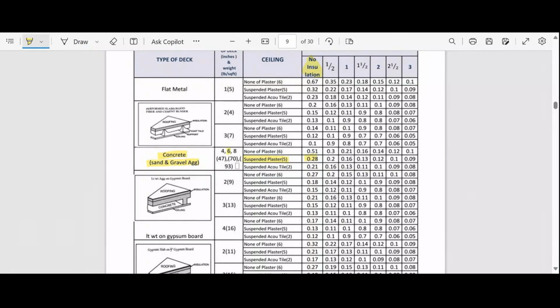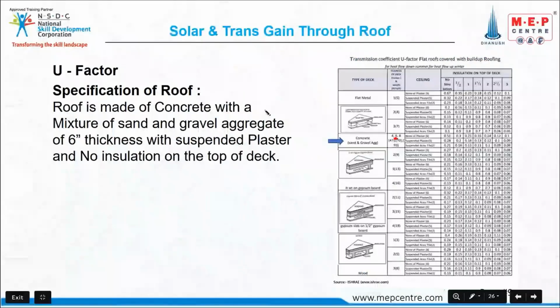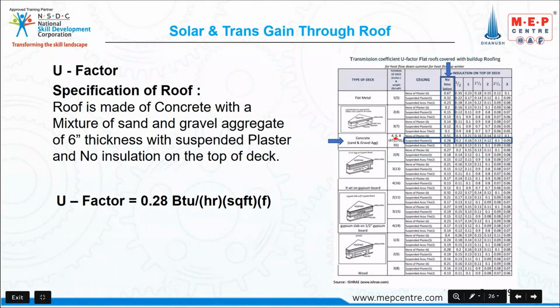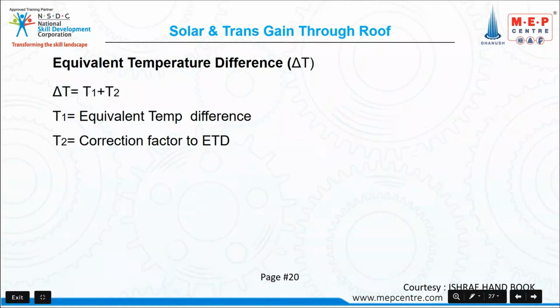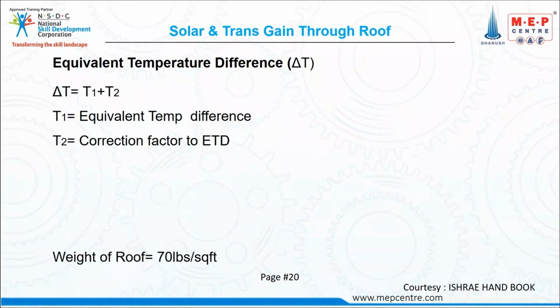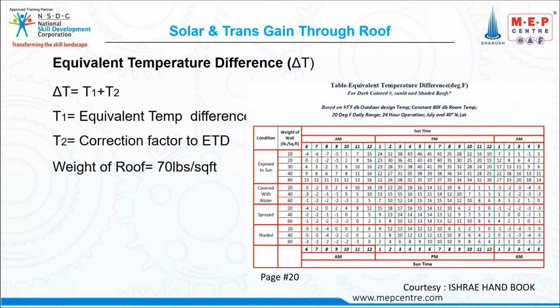ये ब्रैकेट में क्या है? वेट ऑफ द रूफ पाउंड्स पर स्क्वायर फीट. एक स्क्वायर फीट का इतना पाउंड्स है. 6 के लिए 70 पाउंड्स पर स्क्वायर फीट है. So 0.28, weight of the roof is 70 pounds per square feet. So delta T is equal to T1 plus T2. Already we know, weight of the roof is 70 pounds per square feet.